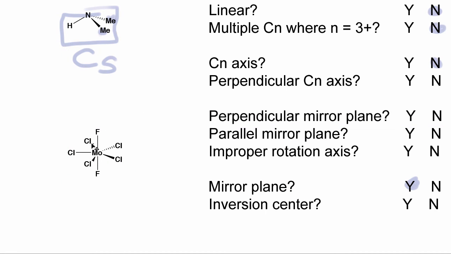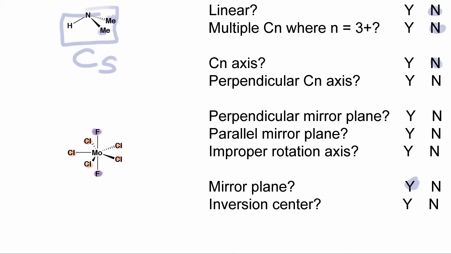So the next molecule we're going to look at is this trans pentachloro trifluoro molybdenum complex. And so looking at this complex, we can see that we have these 5 chlorine ligands that are within the equatorial plane, and we have 2 fluorines in the axial positions.